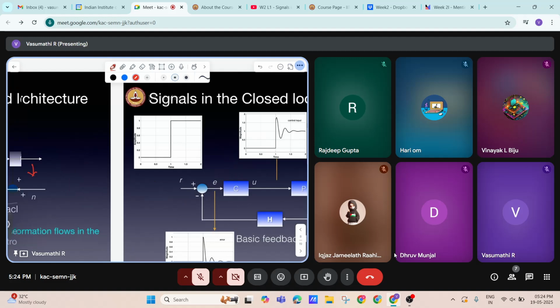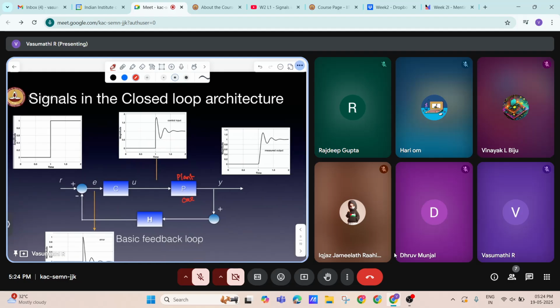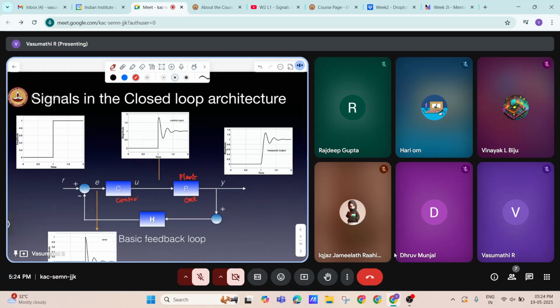So for example, this is my plant. Here the plant is the car, right? This is a controller I design, whatever controller. It can be a PID controller, a bang-bang controller, or any other controller we can think of. And this is the feedback.